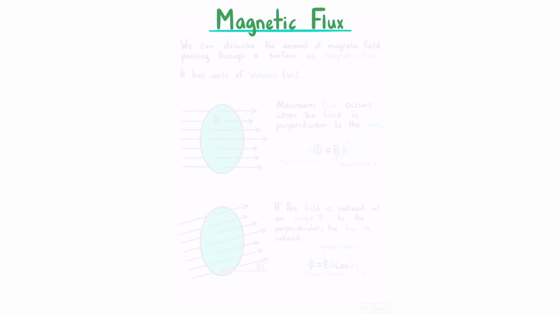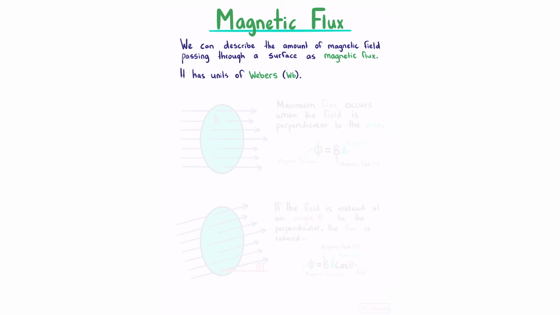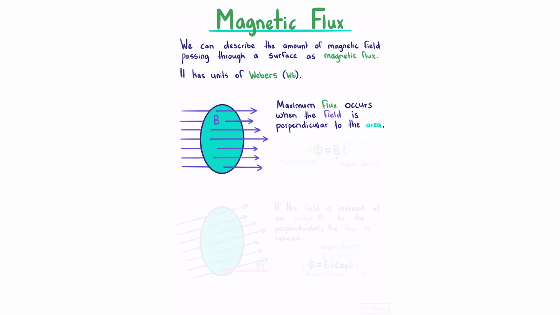Magnetic flux. We can describe the amount of magnetic field passing through a surface as magnetic flux. It has units of Webers. Maximum flux occurs when the field is perpendicular to the area, as we see it is here.